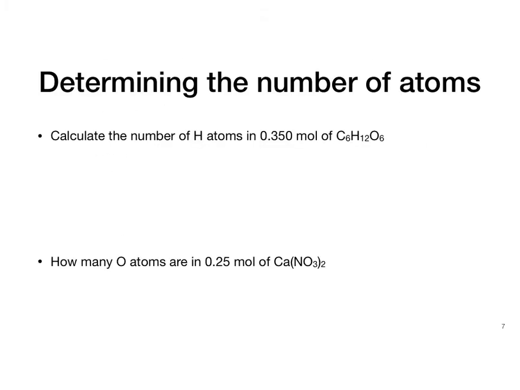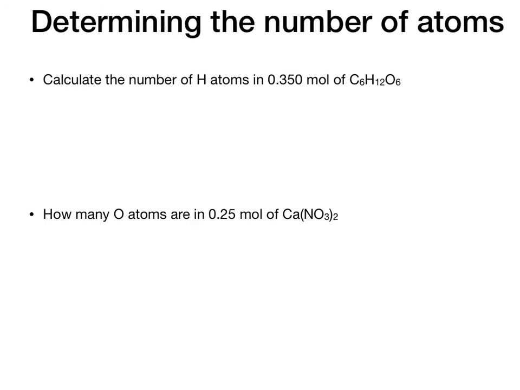So the way we like to use Avogadro's number is to convert between different components. You can convert between atoms and moles, and atoms, moles, and grams. So we want to calculate the number of hydrogen atoms in 0.350 moles of C6H12O6. So what are we going to do? We're going to use dimensional analysis. Dimensional analysis is going to allow us to convert by canceling units.